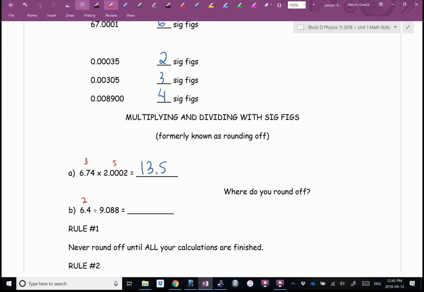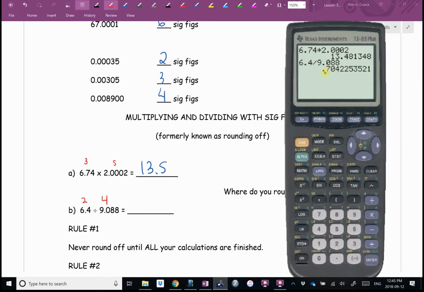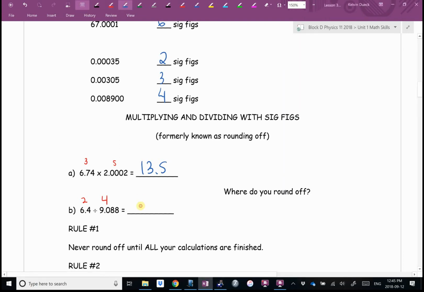9.088, how many sig figs? What's the smallest number that I just wrote? So I'm going to go to 2 sig figs. I'm going to stop at the 0. Is the 0 going to stay as 0 or become a 1? Stay as 0, and this is why you sometimes do have to put those zeros on the end. 7.0. I have to put that 0 there because this is going to 2 sig figs. If I left that 0 off, that's incorrect.